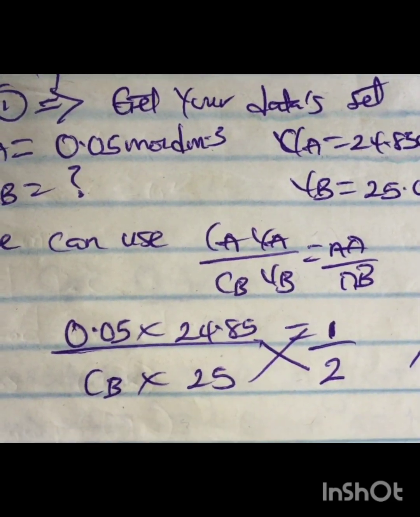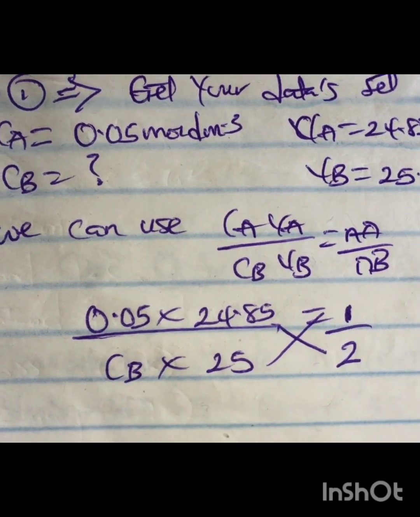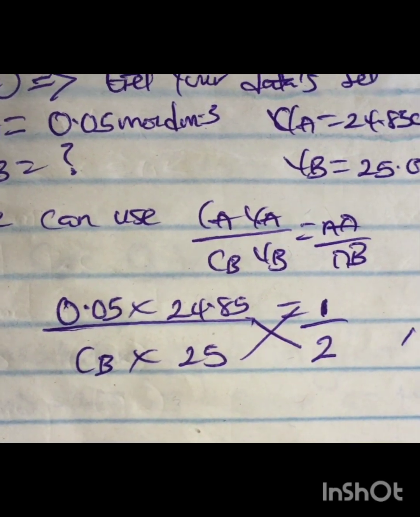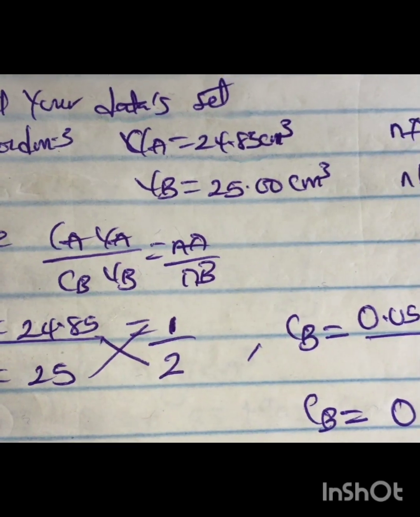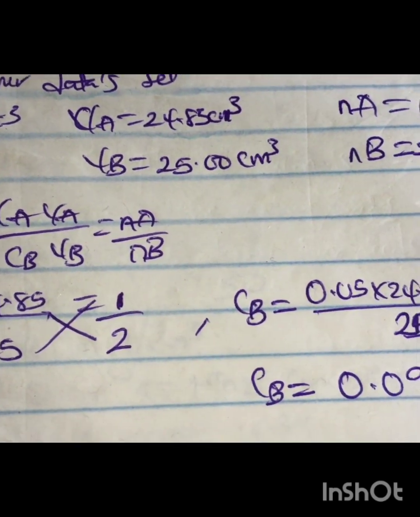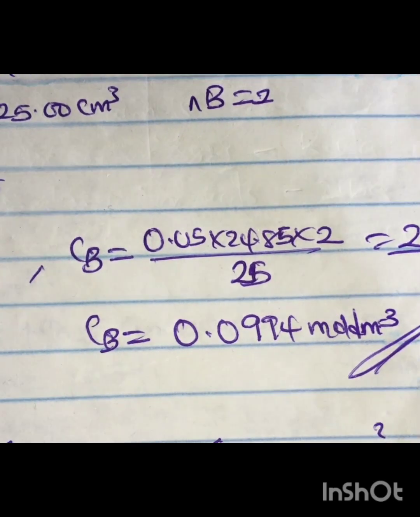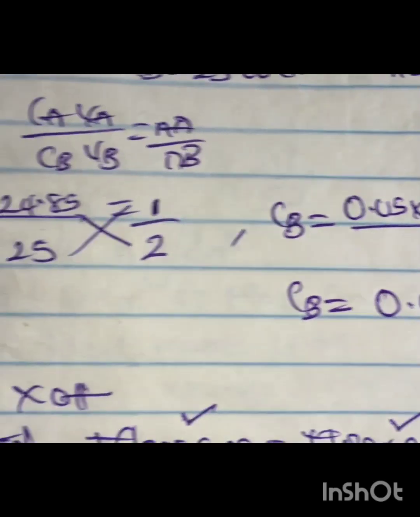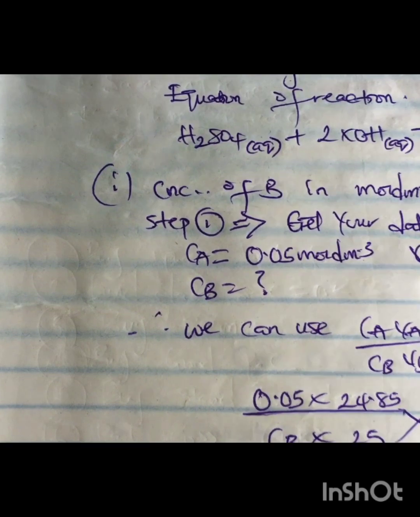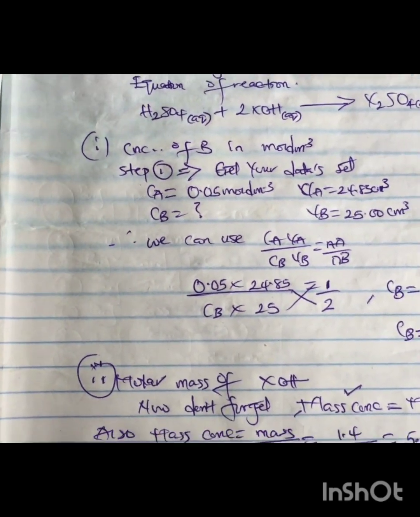Substituting correctly, Ca times Vb, which is 24.85, Cb is what we are looking for, times 25, is equal to 1 over 2. So our number of acid is 1, number of base is 2. If you do it correctly, you get 0.094 mole per dm cube. That will be our concentration of the base.